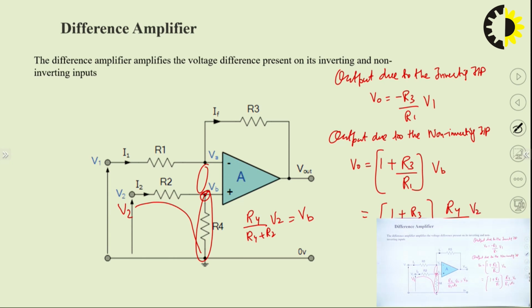So this is the output voltage due to the inverting terminal. This is the output due to the non-inverting, and this is the output due to the inverting. So the total output will be the addition of this inverting and non-inverting part.